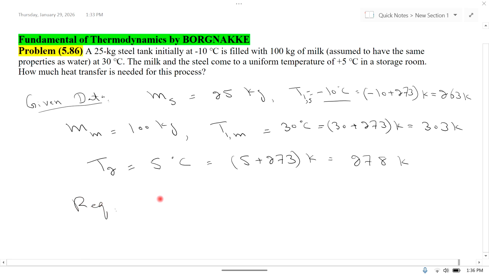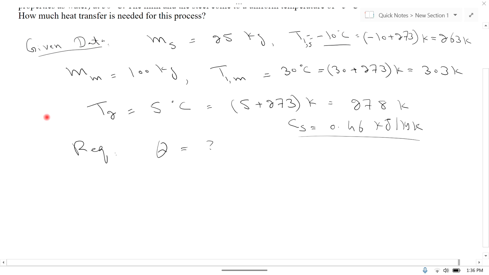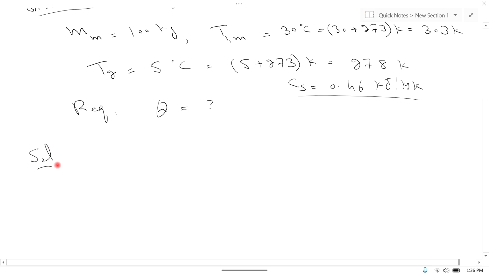Required is to find Q for this, and heat capacity of steel is 0.46 kilojoule per kilogram per K. This is a constant value, and in some books this is 0.5 and in some books this is 0.46. So here we start the solution. Heat capacity of steel is 0.46 and heat capacity of milk is equal to heat capacity of water, which is 4.19 kilojoule per kilogram per Kelvin, because there is an assumption in the statement that the properties of milk and water are similar.